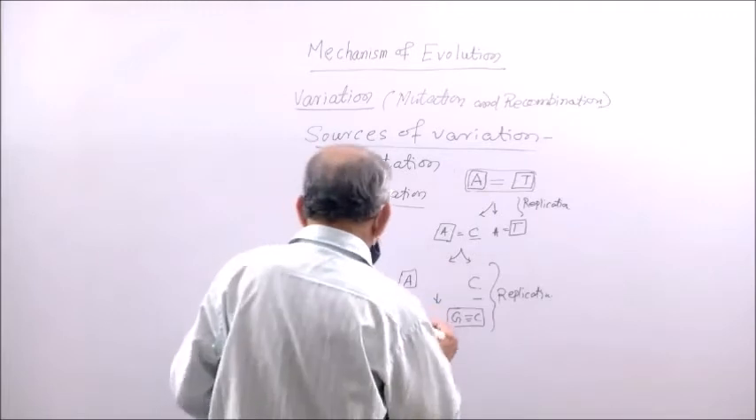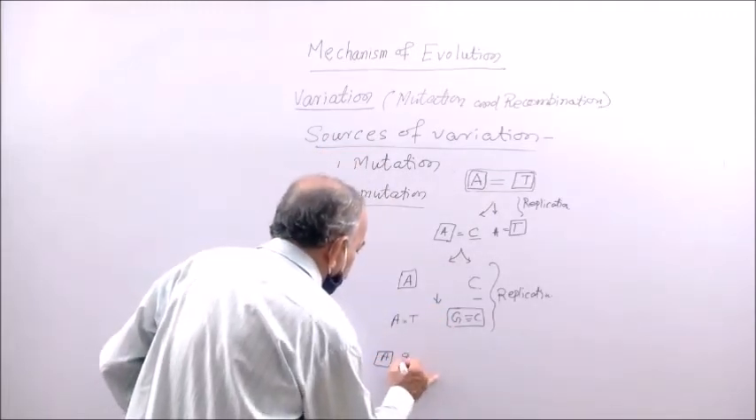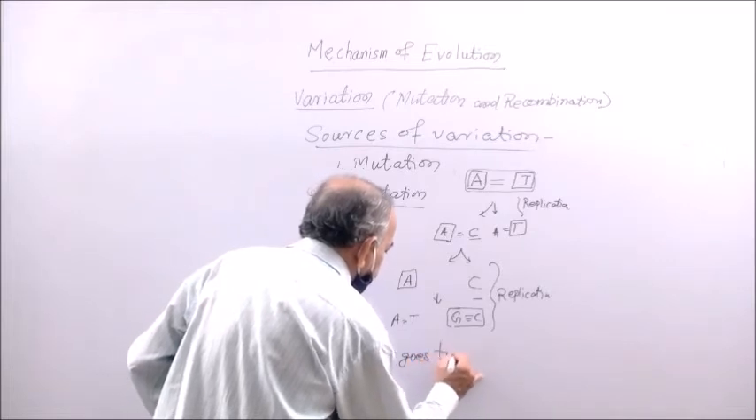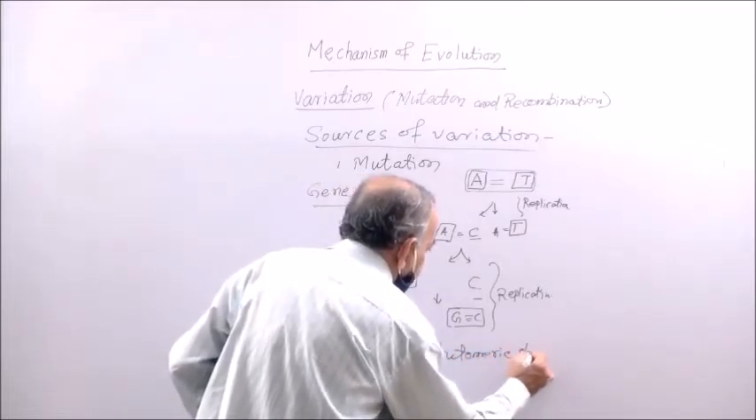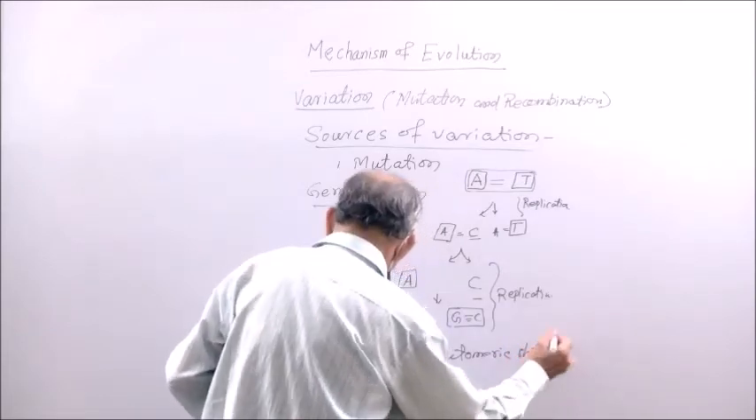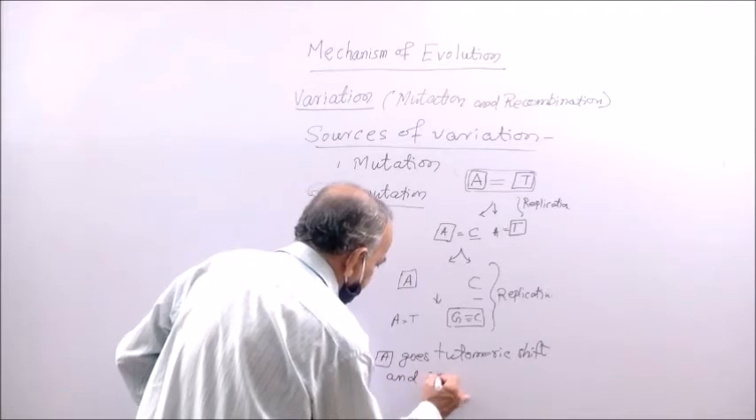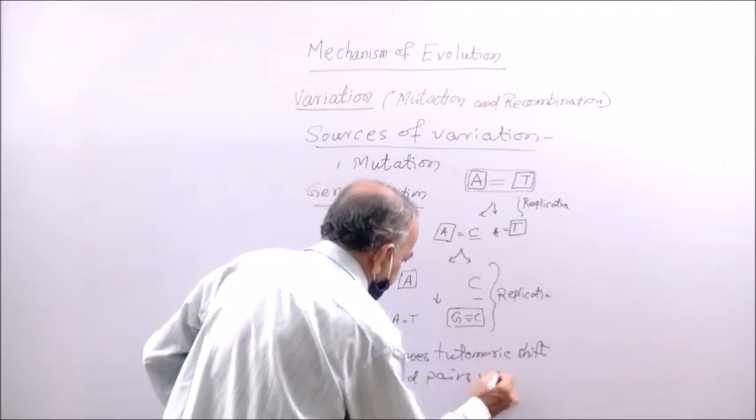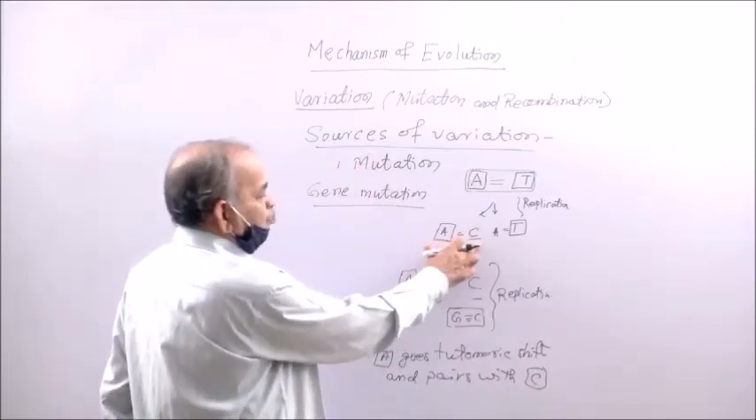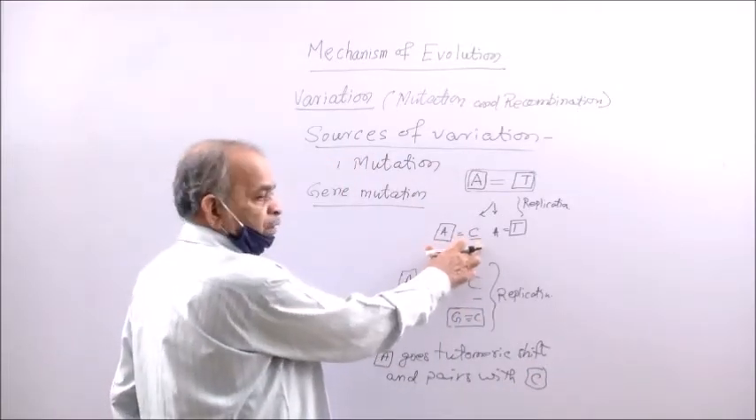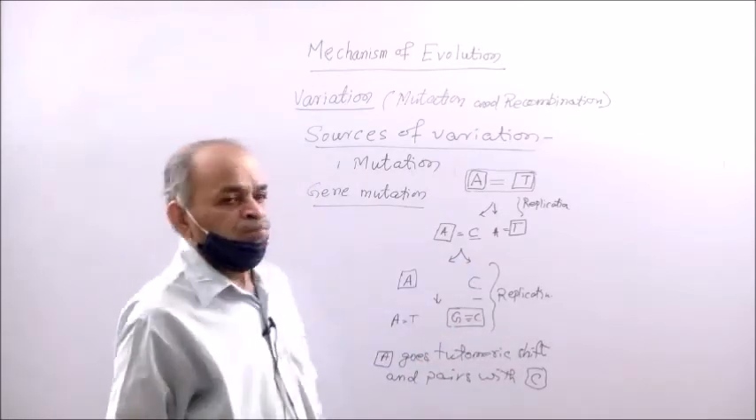So A goes through a tautomeric shift and pairs with C. Here A pairs with C instead of T, that is known as tautomeric shift.